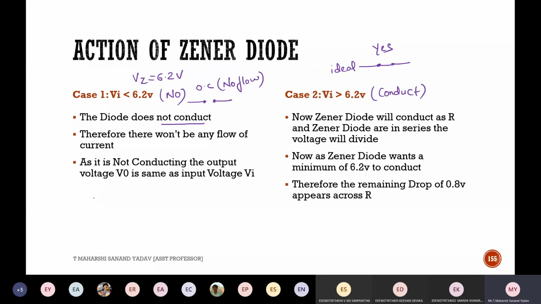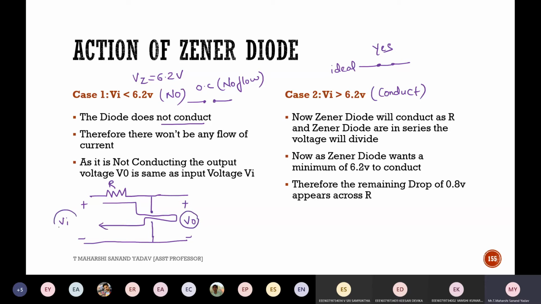How did I get this? Here I'm saying the diode is not conducting, which means it is open circuited. It will look something like this. Here I'm measuring the output, which is V out, and here I'm applying the input Vi. This is the current limiting resistor. Now it is open circuited. See here, the direction of flow of current is something like this, right? So here the output V out is the same as V in, right or wrong? Yes.